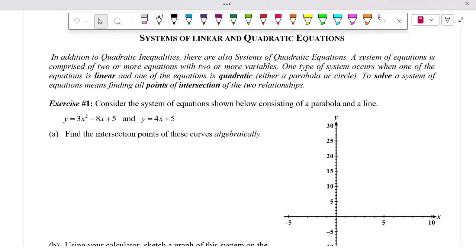First things first, systems. You guys did a lot with systems back in Math 1, but it was only linear systems. So now we're doing a combination of linear quadratic systems, which means it's a system including a quadratic equation and a linear equation. It's pretty much about the same. Now, sometimes with quadratics, you may be given either a parabola or an equation of a circle. We'll talk about that in just a minute. Now, solving a system, more often than not, means finding the points of intersection of the two relationships.